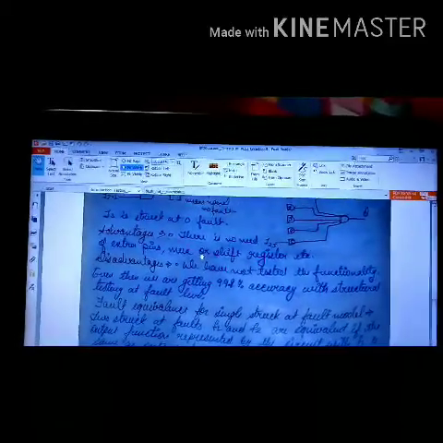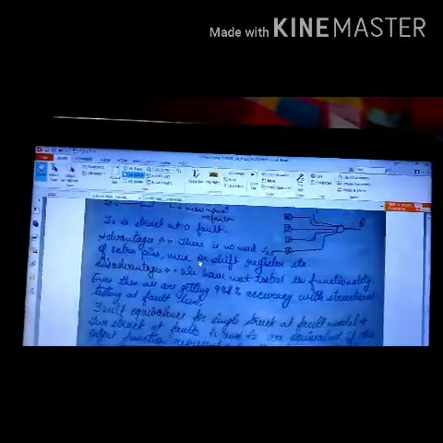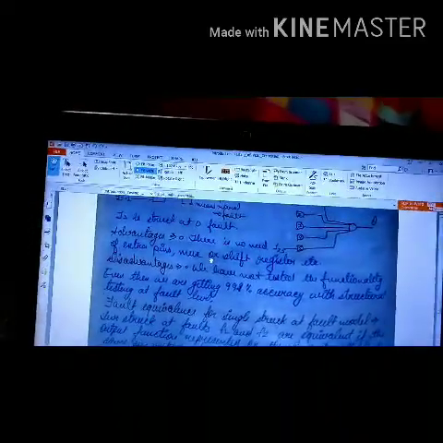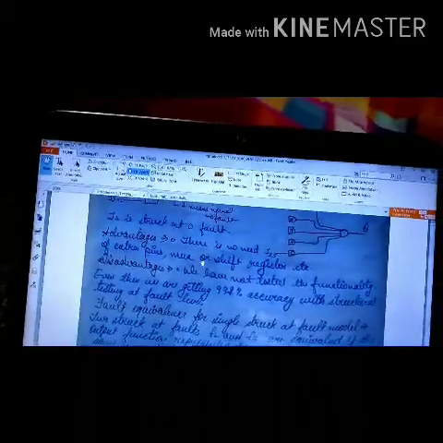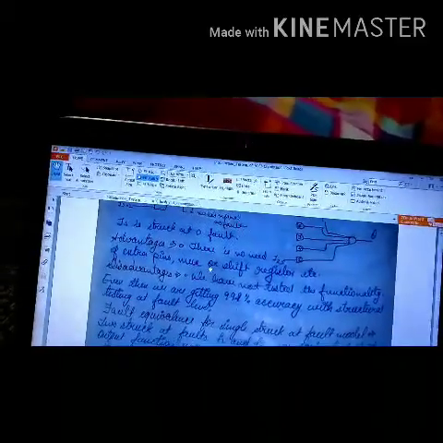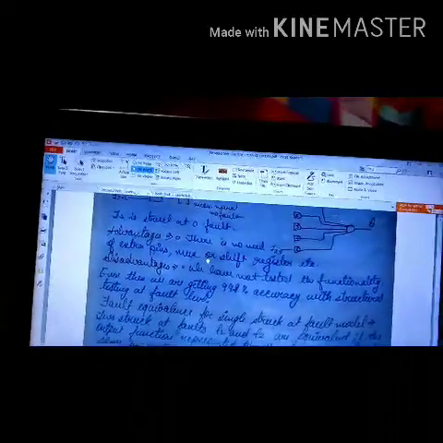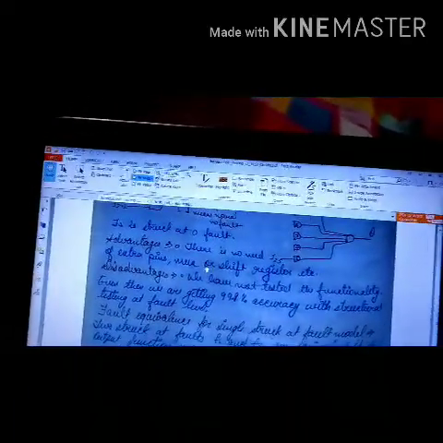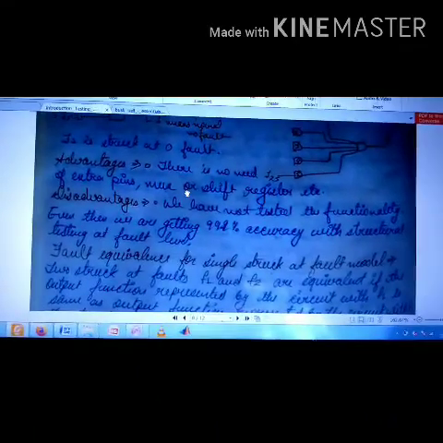Now, what is the disadvantage? The disadvantage is that we have not tested the functionality, that is, complete functional testing has not been done, which takes a lot of time. And this disadvantage actually has an advantage: even if we have not tested the functionality, we are getting 99.9% accuracy with structural testing at fault levels.